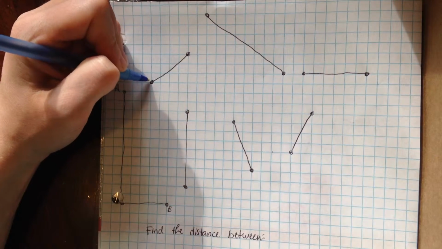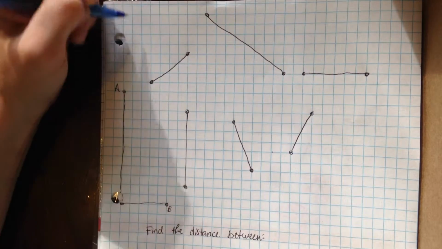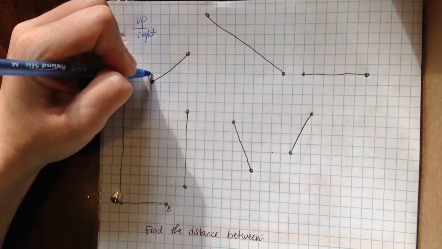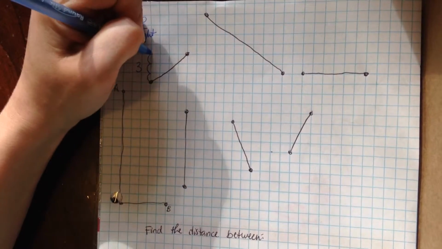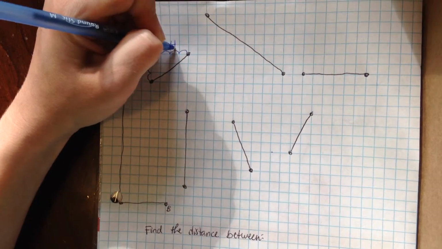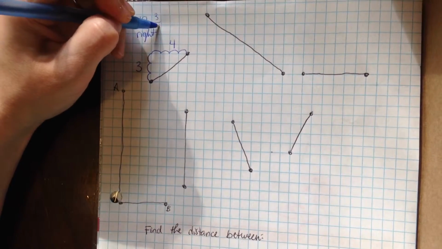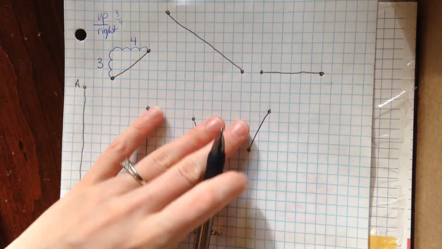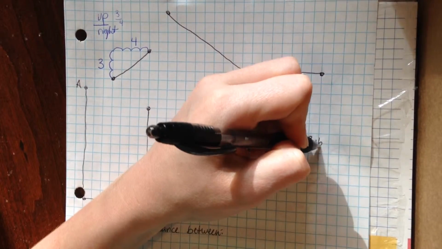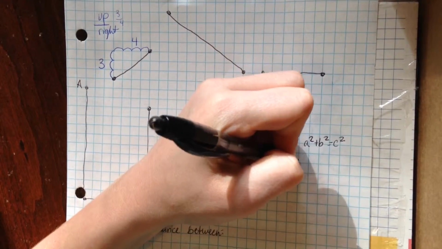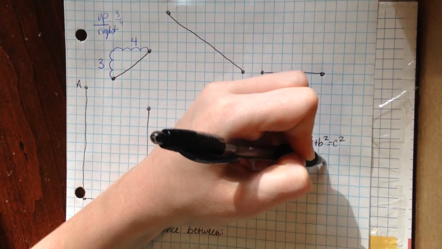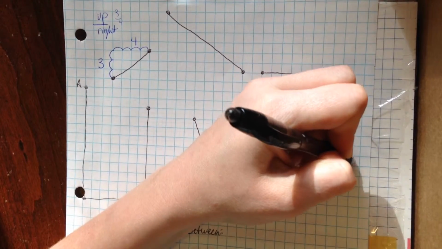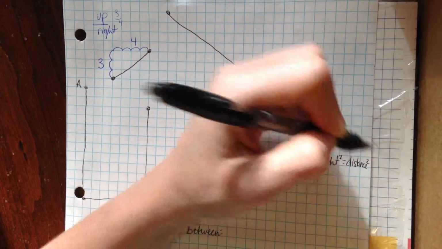Here's our first example. Just like in slope, we're going to count our ups and our rights, our vertical and horizontal distance. So I count up 1, 2, 3. I count right 1, 2, 3, 4. By the way, this would be a slope of 3/4. But we're dealing with distance. And distance deals with the Pythagorean Theorem. A squared plus B squared equals C squared. This is our up squared plus our right squared equals the distance squared, the line length squared.